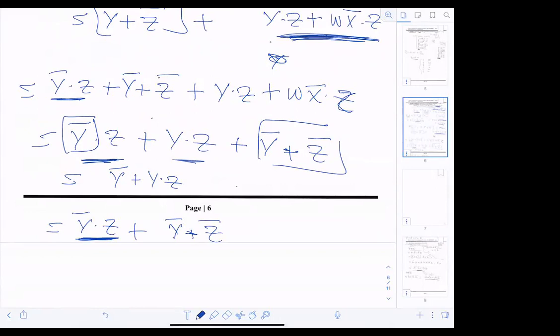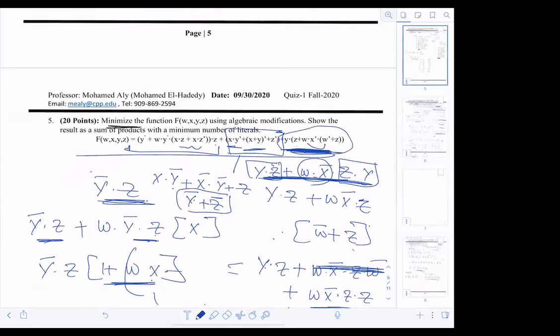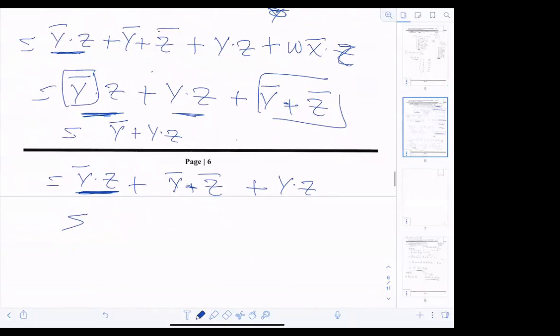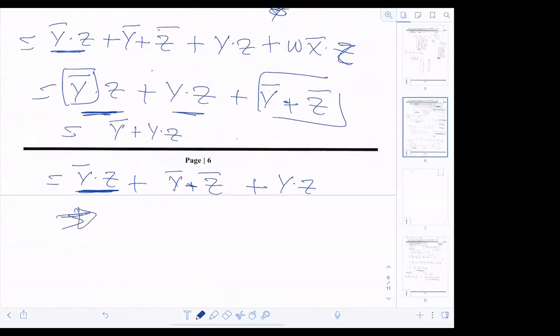Then we have yz as well, right? Because yz came from here, right? Yeah. Professor, if you scroll down to the bottom, you see y complement z or yz, you can factor out a z. This is exactly what I did. If you factor out the z, you have z or z complement or y complement. Z or z complement is a 1. So you have 1 or y complement, so y complement.